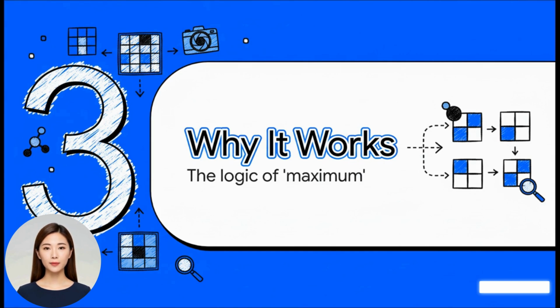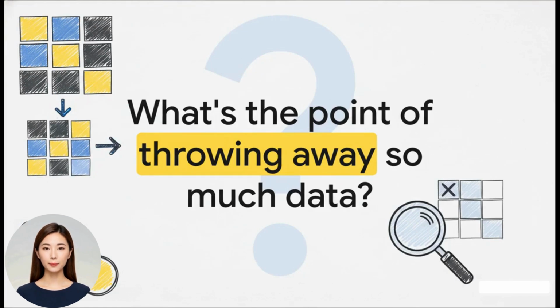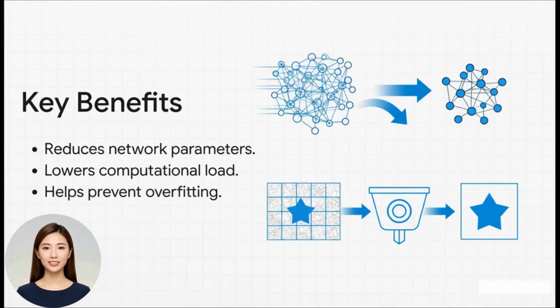So, okay, we know how it works, but now let's get into the why. What's the logic here? Why is this simple trick of just keeping the biggest number so incredibly effective? I mean, it seems a little crazy, doesn't it? We're taking 3/4 of our data, looking at it, and then just tossing it out? What's the point of throwing away all that information? Well, it turns out this aggressive downsizing has some incredible benefits.